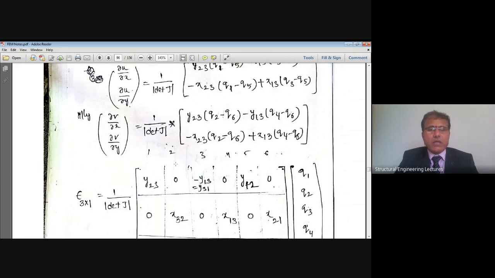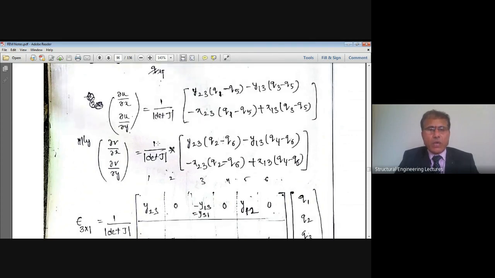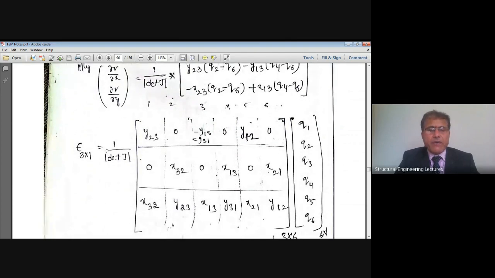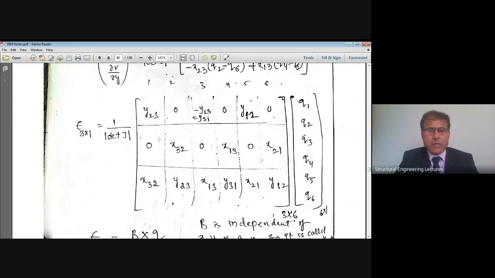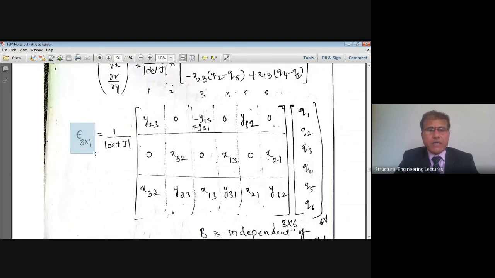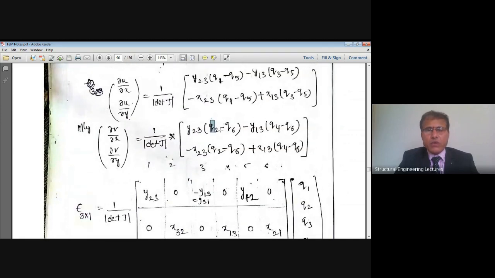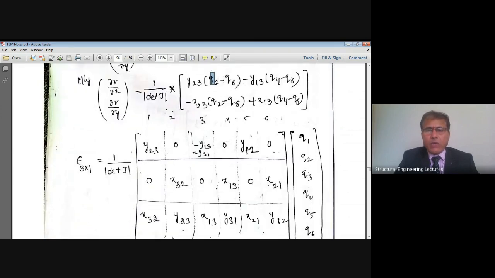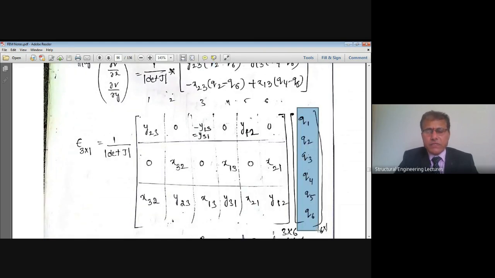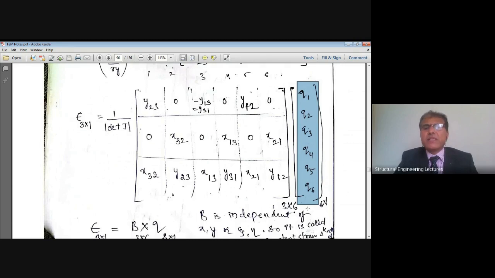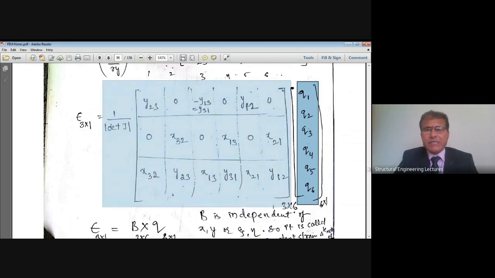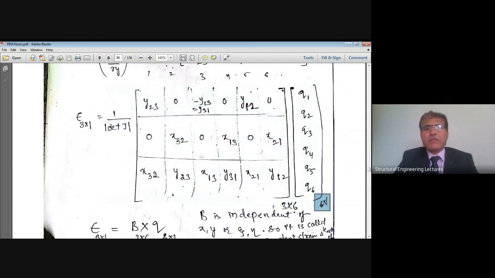4 equations I got. Therefore, from this now I'll try to put this in a matrix format, that epsilon, which is a 3 by 1 vector, students. Here you can see that I do have q1, q2, q3 up to q6. Therefore, now I'll take on the right-hand side a vector q1 to q6, which is of 6 by 1 size. Hence, now I'll multiply with a matrix of size 3 by 6. Then only I'll get this matrix 3 by 1.